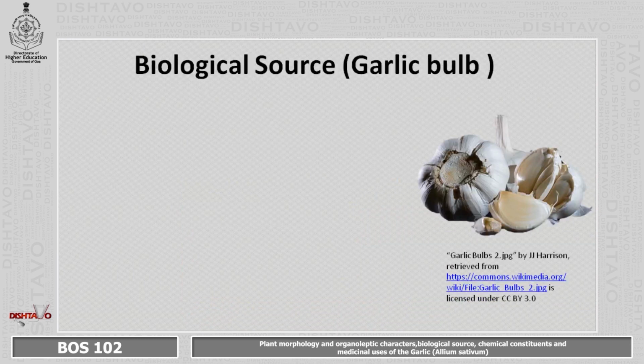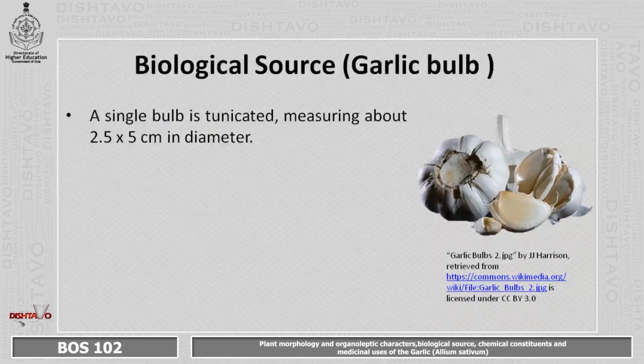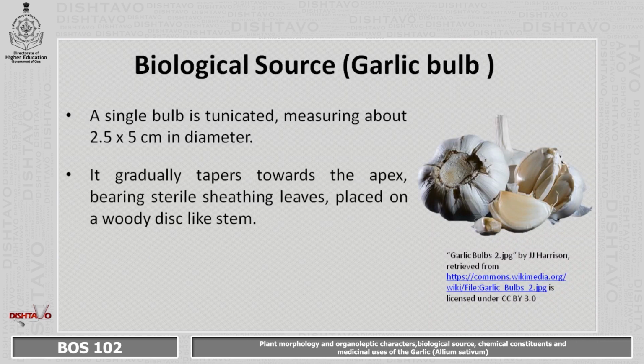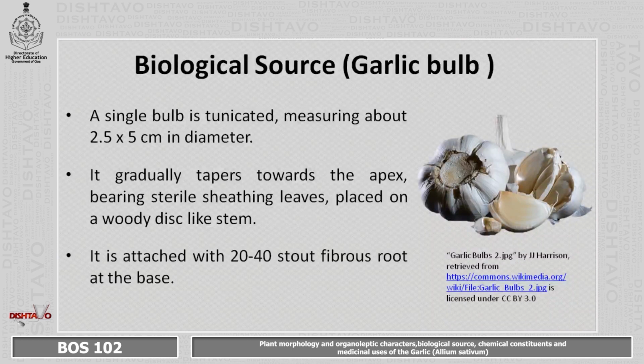The biological source is the garlic bulb. A single bulb is tunicated, measuring about 2.5 to 5 cm in diameter. It gradually tapers towards the apex, bearing sterile sheathing leaves placed on a woody disc-like stem. It is attached with 20 to 40 fibrous roots at the base. Its shape is oval to rounded.